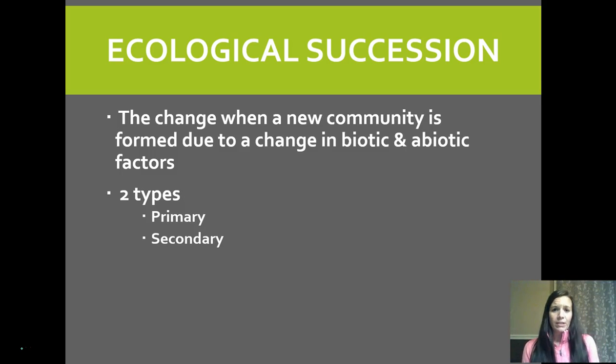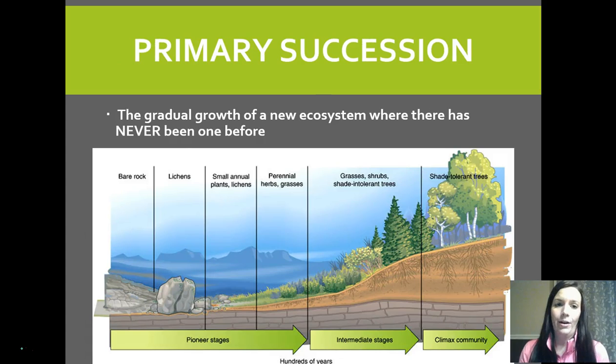So the first thing we're going to discuss here then is ecological succession. So this is the change when a new community is formed due to a change in biotic and abiotic factors. And we're talking about plant growth here. So there's 2 types, primary and secondary.